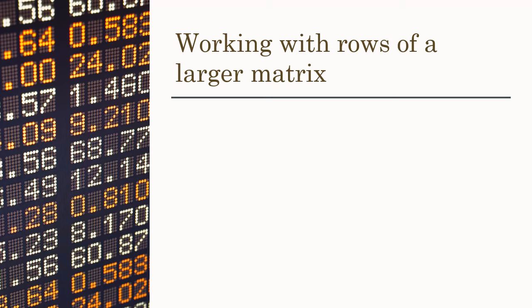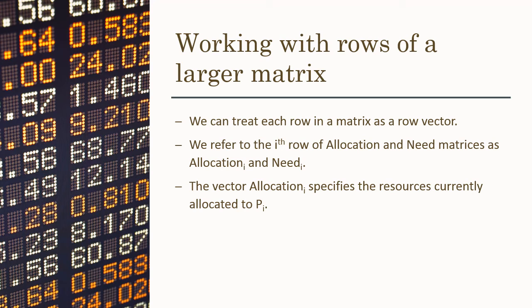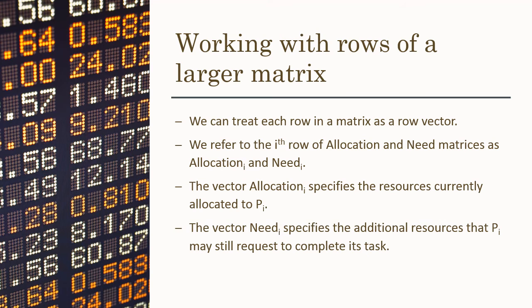Working with rows of a larger matrix, we can treat each row in a matrix as a row vector. We refer to the ith row of the allocation and need matrices as allocation i and need i. The vector allocation i specifies the resources currently allocated to Pi. The vector need i specifies the additional resources that Pi may still request to complete its task.